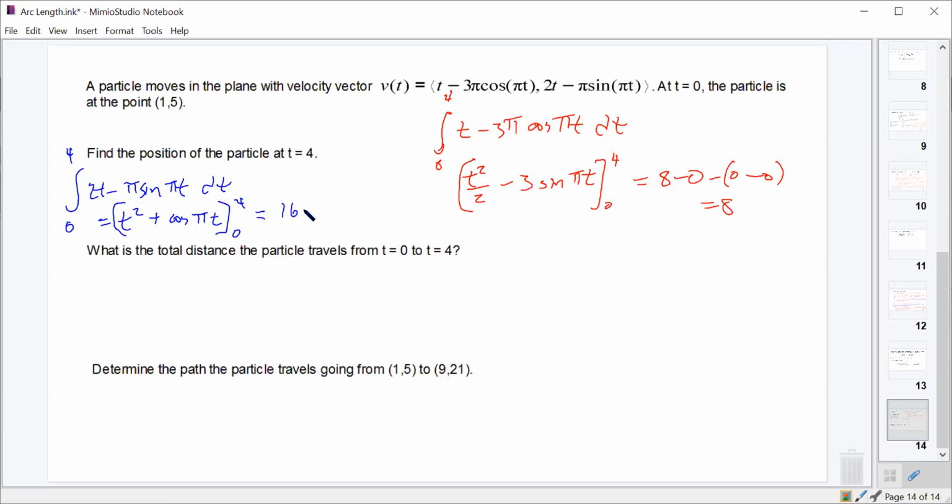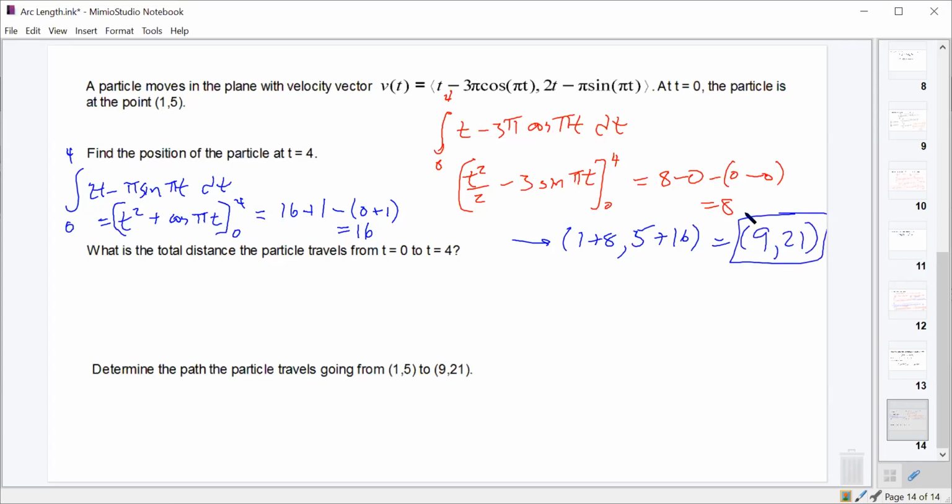Yeah. And we get 16 plus the cosine of 4 pi, so 16 plus 1 minus 0 plus 1. So our y component will add 16 and our x component will add 8. And so we are at the point 1 plus 8, comma 5 plus 16, or 9, 21. Good or no?